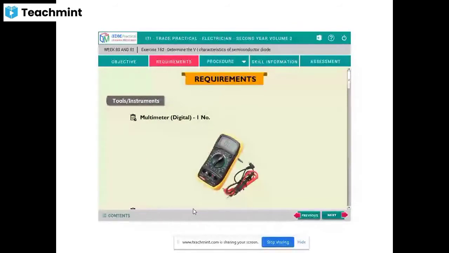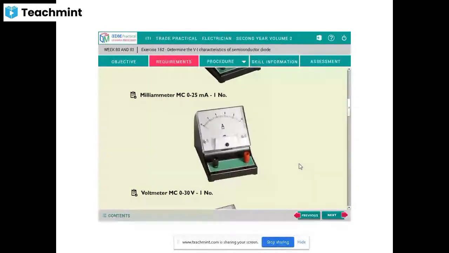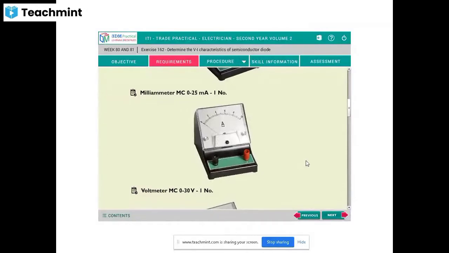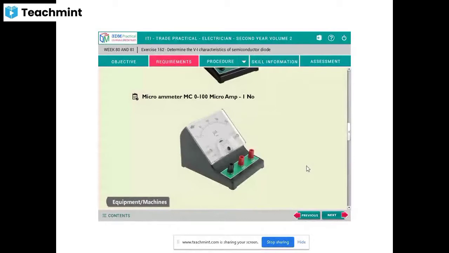In this exercise the requirements are tools and instruments, that is your multimeter digital 1 number, voltmeter MC 0 to 1 volt 1 number, milliammeter MC 0 to 25 milliampere 1 number, voltmeter MC 0 to 30 volt 1 number, microammeter MC 0 to 100 microampere 1 number.